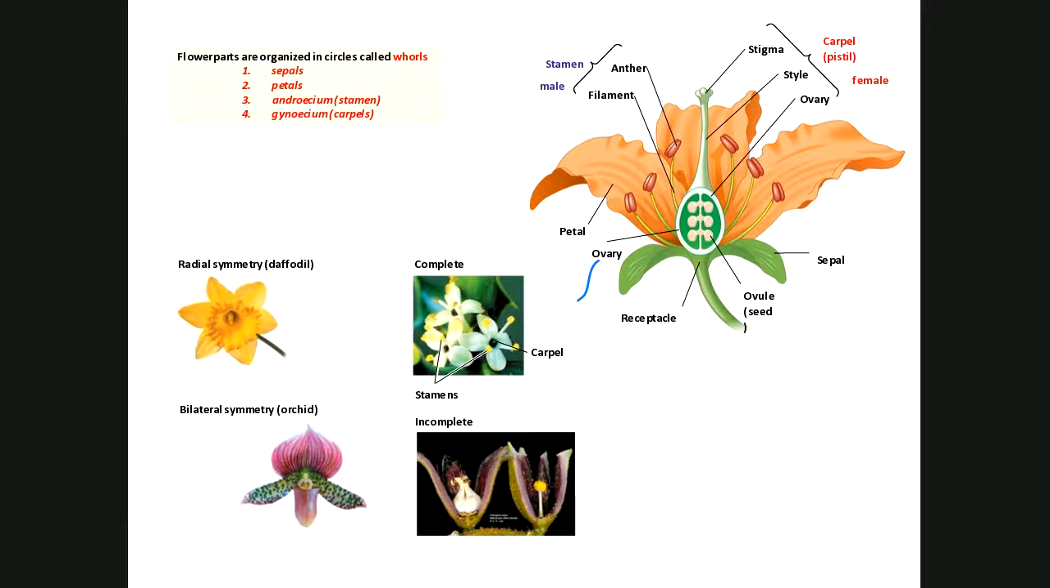Parts. We'll do this in lab too. Sepals, petals, and the male parts, the female parts. I want you to know the naughty bits of the flower, obviously.